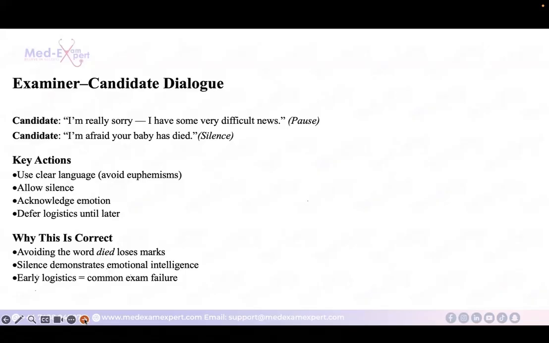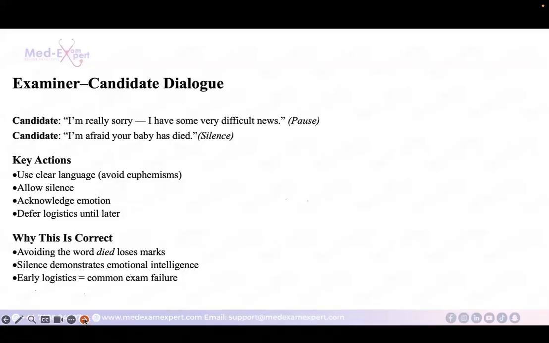You use clear language, avoid euphemisms, allow silence, and acknowledge emotion. Euphemism is something like giving false hope. You were giving her false hope: "Your baby, there's a problem with the heartbeat." Problem means bradycardia or missed beats, exactly, and all that. But actually, the baby is dead. So it's really important, even if you do nothing else, this will catch you full marks.